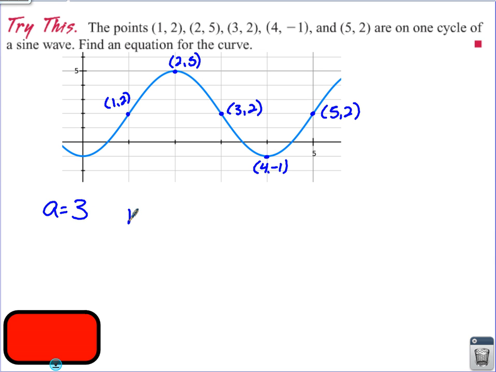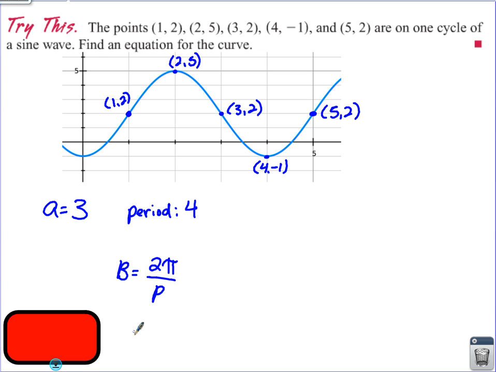Next, let's find the period. How long it takes for it to repeat, and I see that from here to here, it starts repeating again. So what's my period? 4. Everybody understand that? So to find my B term that's going to be in my equation, period is equal to 2 pi over B, or you can say B is equal to 2 pi over the period.